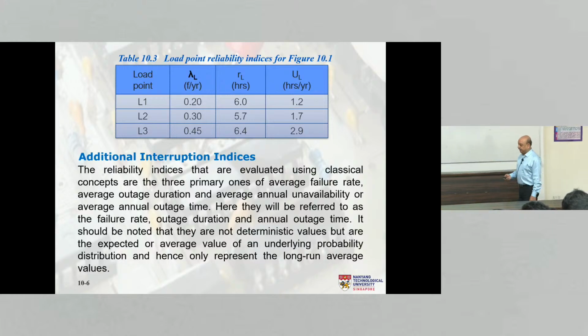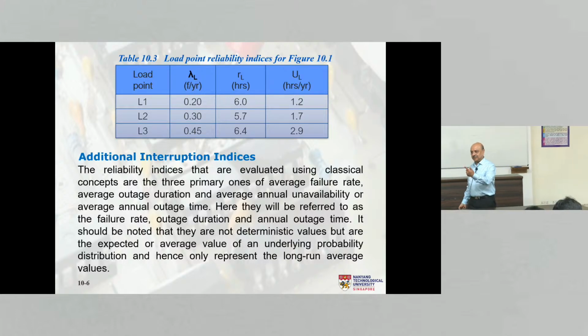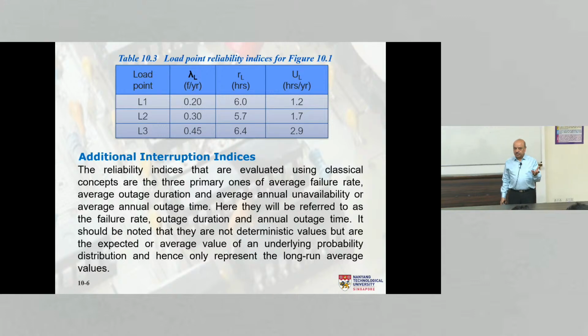So, even in reliability of distribution systems, we use additional interruption indices. Not just the indices of lambda, R and U, but we also want to calculate additional indices. Why? Because you know the failure rate of load point 1, but does it tell you how many customers are affected? It could be one customer, it could be 1,000 customers, it could be 10,000 customers. Does it tell you how much load is interrupted? 1 kilowatt, 1 megawatt? It doesn't, right? So that's why we need these additional indices, which will give us more information about the performance of the system.